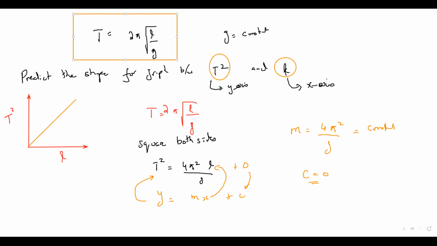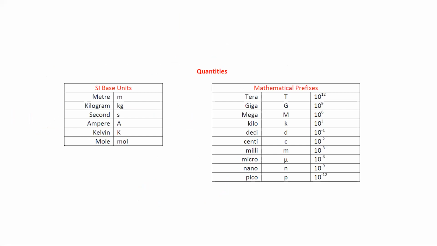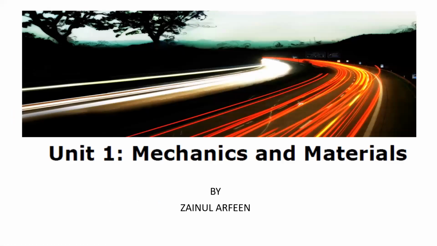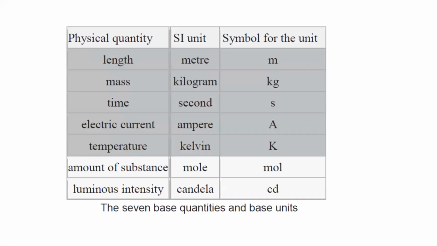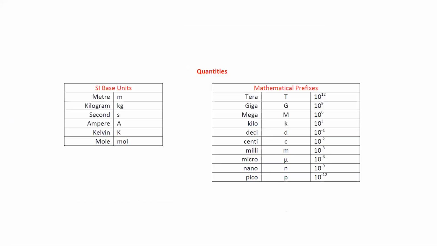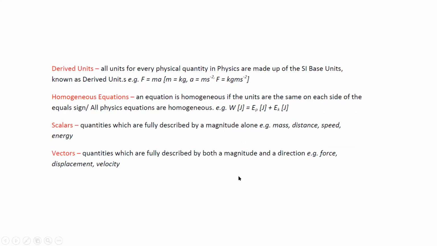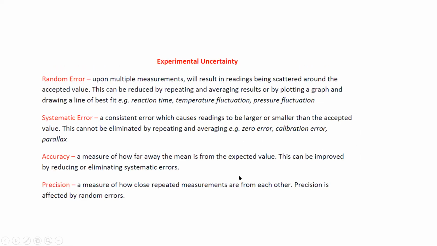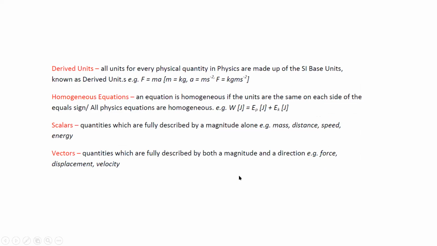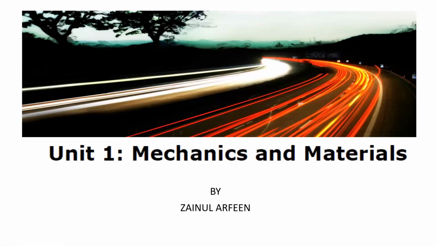So this was about the graphs. We started with an introduction of mechanics in material unit 1, the SI quantities. We discussed SI quantities and how to represent them as derived quantities, and in the later part we discussed the graphs. The next session will discuss experimental uncertainties and so on.